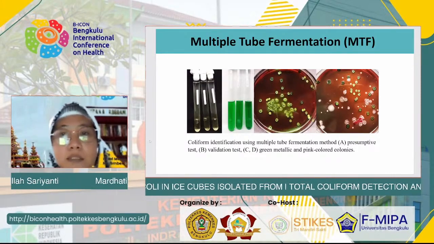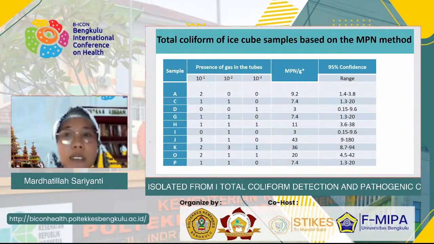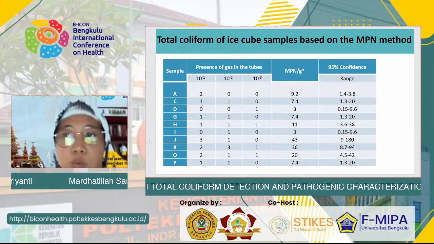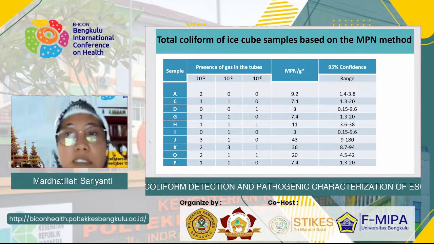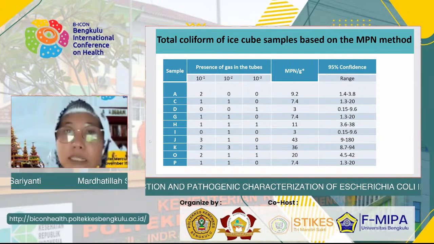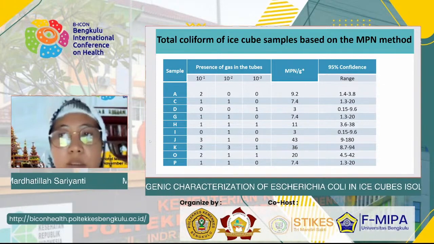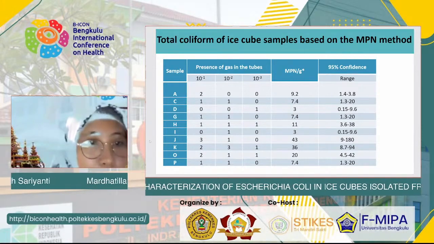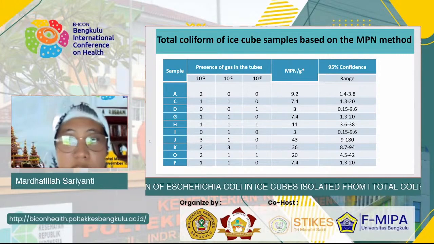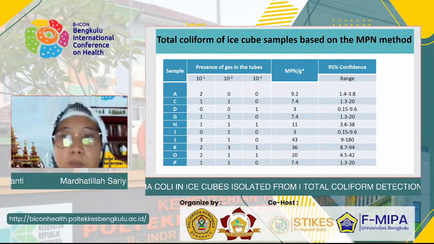And from the 10 positive samples after validation, next slide. We calculated the most probable number value according to the FDA Bacteriological Analytical Manual to determine the coliform concentration. Based on this calculation, the MPN value of the 10 samples had a coliform level of greater than 3 MPN per gram. The highest total average coliform was found in sample J with 43 MPN, followed by samples K and L, while the lowest is 3 MPN per gram.